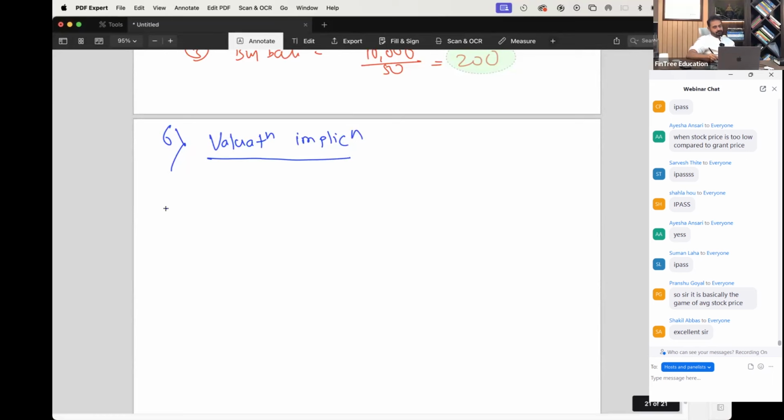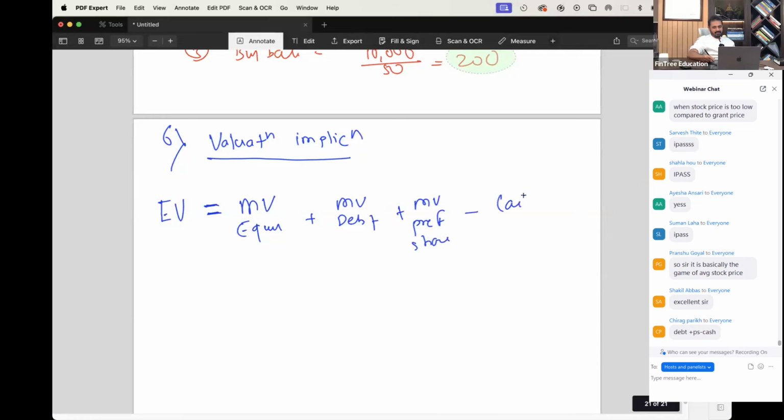So number one, when you do enterprise value calculation, from a valuation perspective, can you help me with the enterprise value formula? Market value of equity plus market value of debt plus market value of preference share minus cash and other, right?